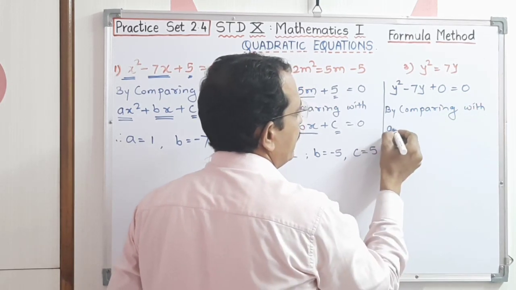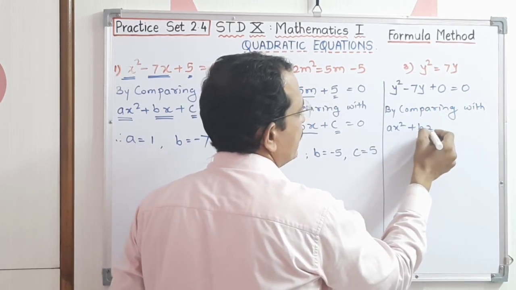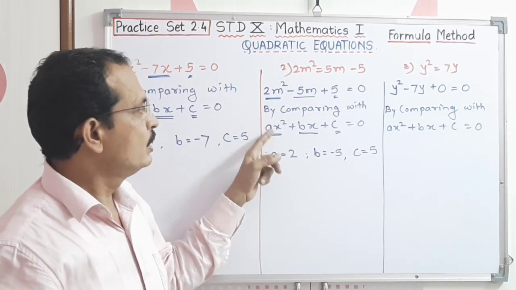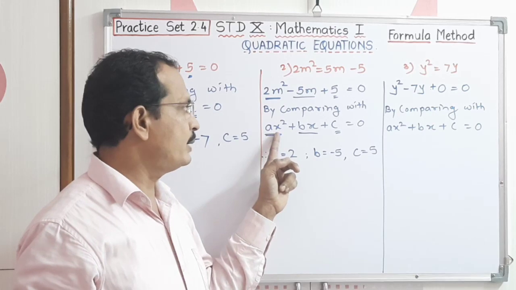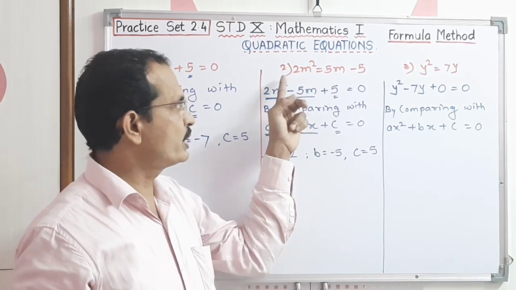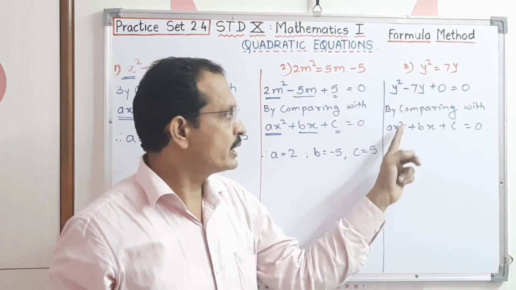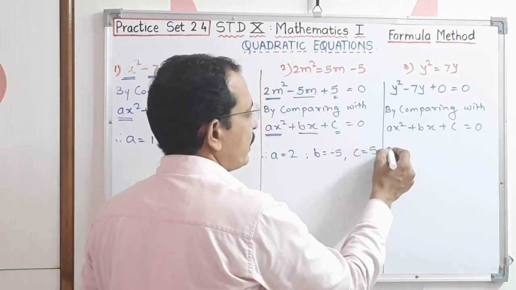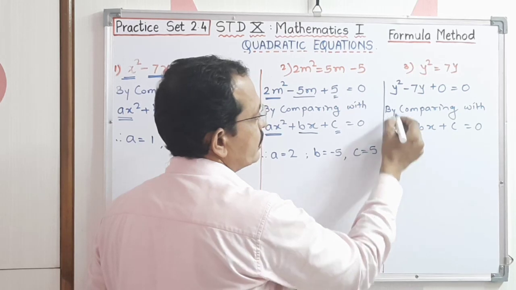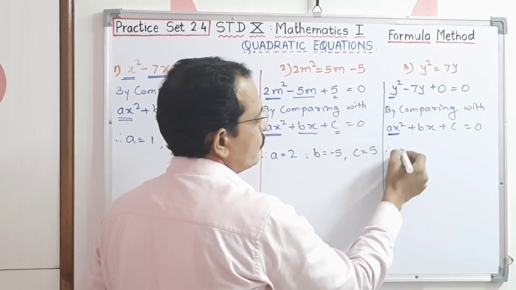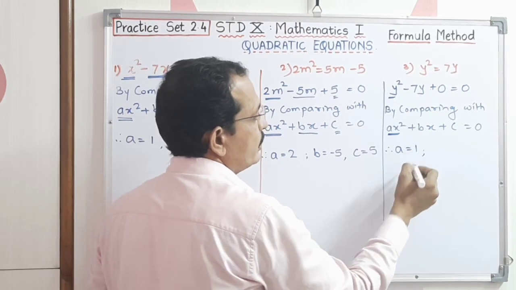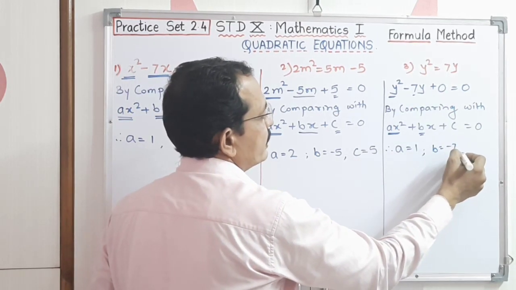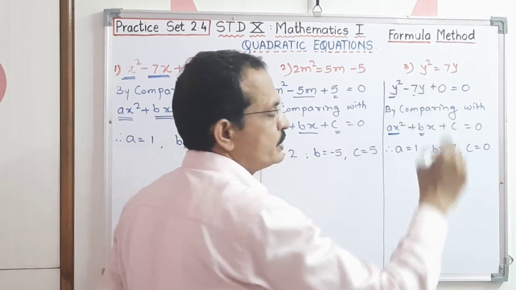with ax square plus bx plus c equal to 0. As I have told you, instead of this we can write am square plus bm plus c, because the variable is m. Here also we can write ay square plus by plus c equal to 0, and by comparing this ax square and this 1y square, we get the value of a is equal to 1. What is the value of b? b is equal to minus 7 and c is equal to 0.